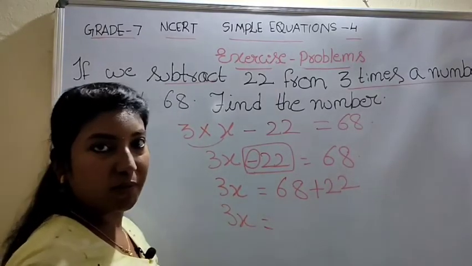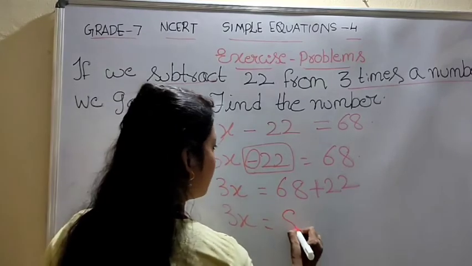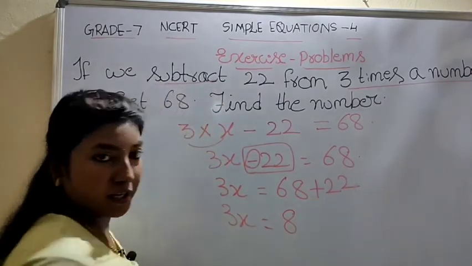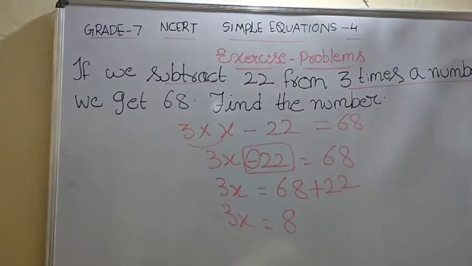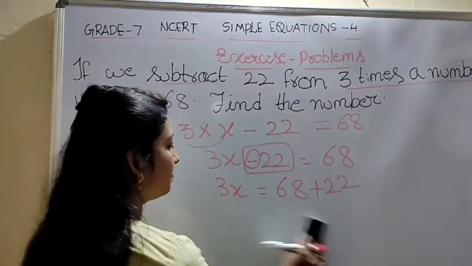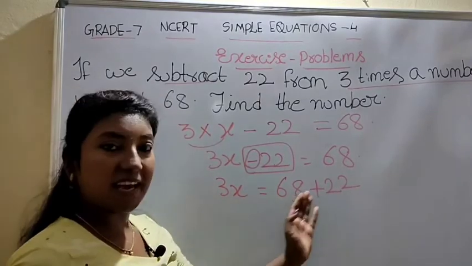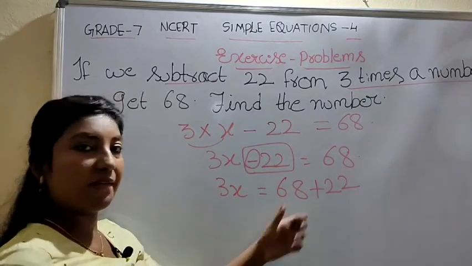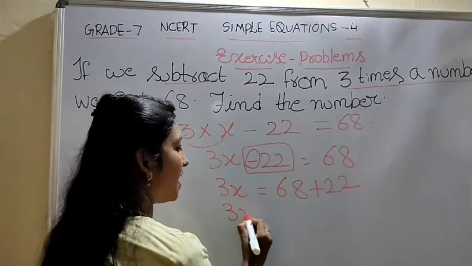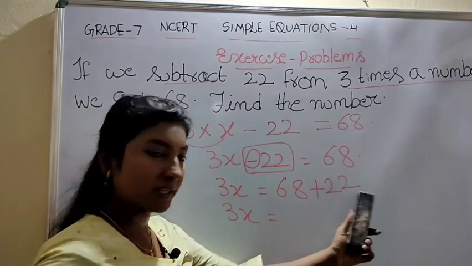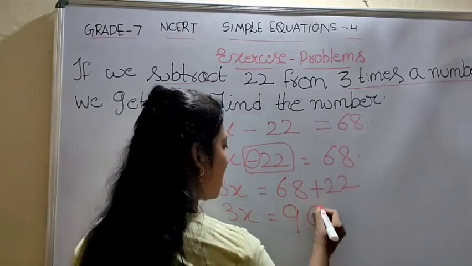How much will it be? So 68 plus 22, 8 plus 2 is 10, 6 and 7 is 13, 90. So 3x equals, how much do we get if we solve? 3x equals 68 plus 22. So 3x equals 90.